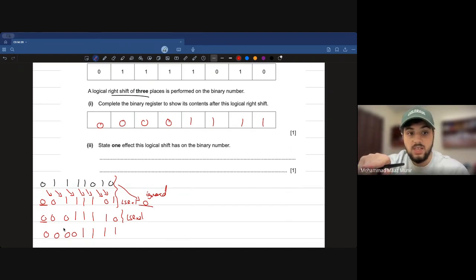Rami, no. I guess you performed it the other way around. We need to perform a right shift. So in a right shift आप right side पे जाते हो, सही है?